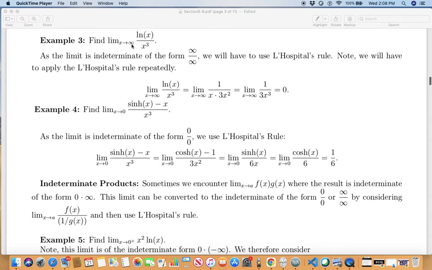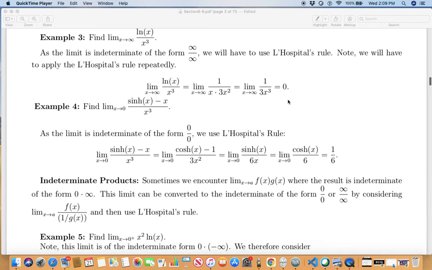Next, the limit as x approaches infinity of natural log x over x cubed. This is an indeterminate form of infinity over infinity, so we'll have to use L'Hopital's rule. We might have to apply it repeatedly. Let's see. Do we have to? Take the derivative of the top, 1 over x. Derivative of the bottom, 3x squared. So in all, the limit as x approaches infinity of 1 over 3x cubed, which is simply 0. I didn't have to take the derivative more than once.